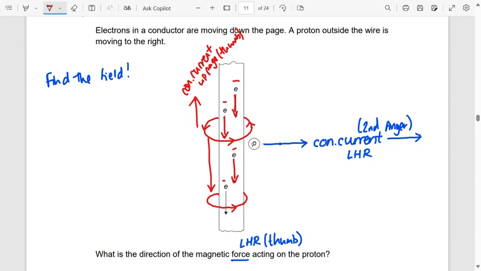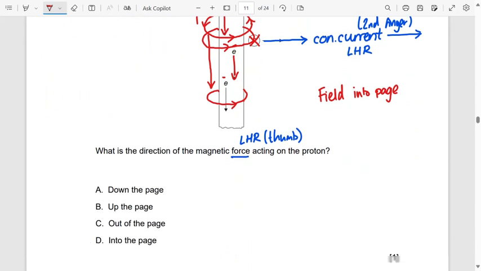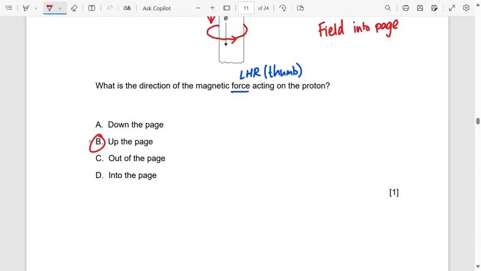Okay, so let's just get rid of this. We need to know which way the field is acting as it passes through P. So I'm going to go into the page, around, and out. So the field is going into the page. So left hand rule, we've got field into page. My first finger needs to be going into the page, my second finger is going to the right, and my thumb is pointing up, which means that it will go up the page.